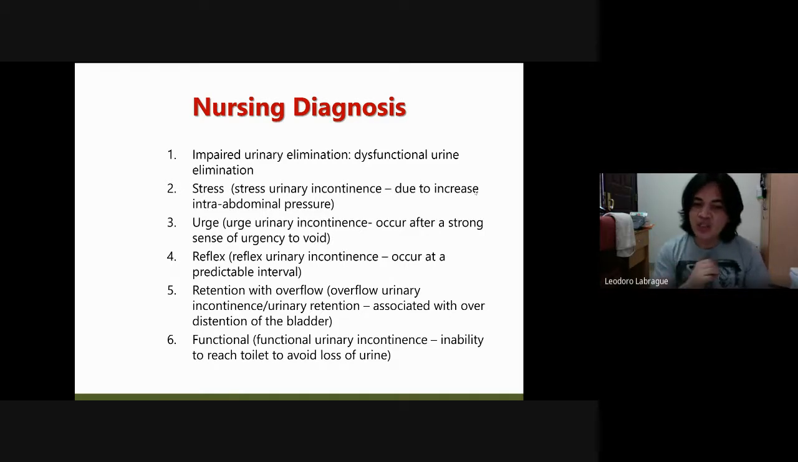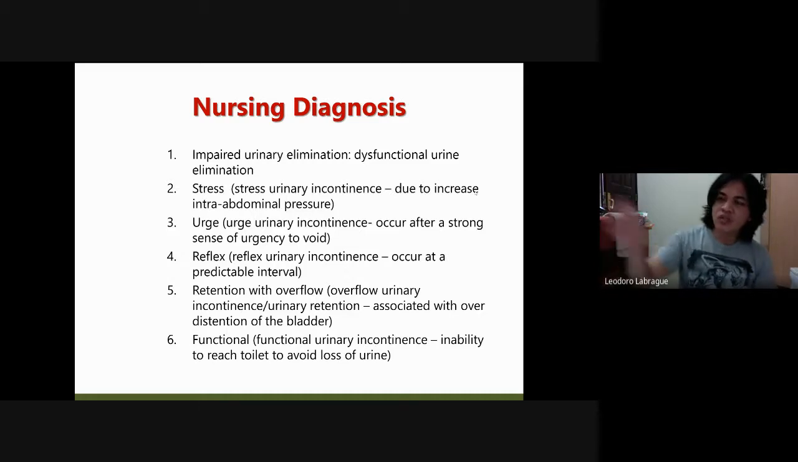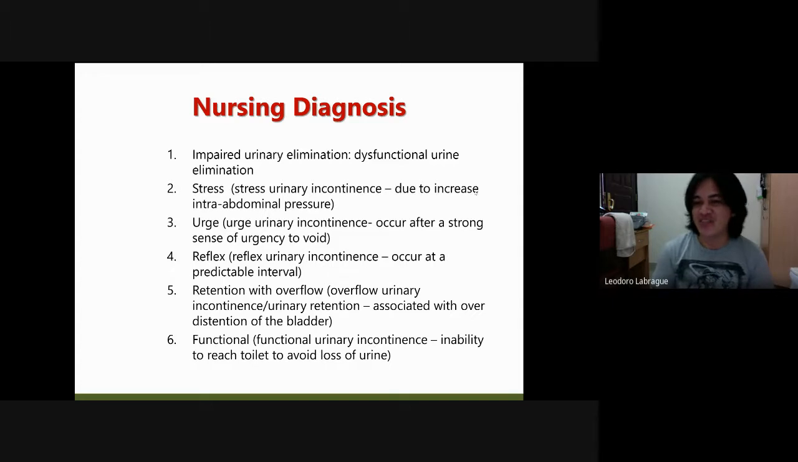The other one is the most common type of incontinence. We call it functional urinary incontinence: inability to reach the toilet to avoid loss of urine. You feel the urge to urinate and you walk very fast to reach the washroom. But before you reach it, you are at the door, you experience urine leakage. We call it functional. Again, these are the different types of urinary incontinence that you have to remember.